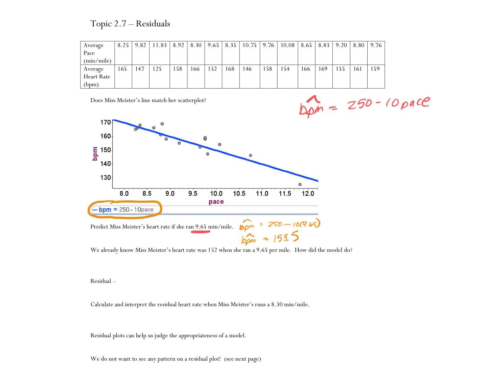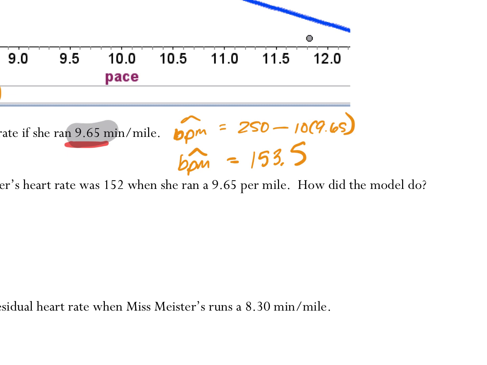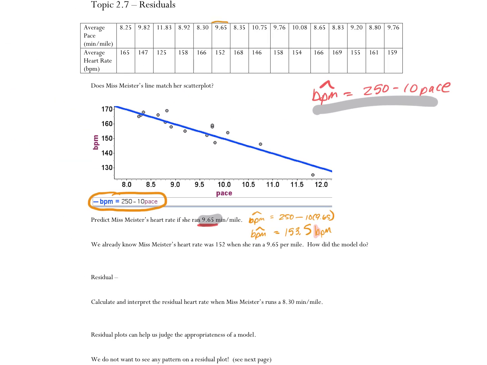All right, so we have this line from last week, or from Wednesday, and we're making a prediction for 9.65 minutes per mile. And when we plug that in, we ended up with 153.5 beats per minute. Now, did we need the equation to know what the heart rate at 9.65 minutes per mile is? Why not? Because you have a value. It was 152. Now, on a different day, could I run that exact same pace and have a different pulse rate? Yes. Sure.